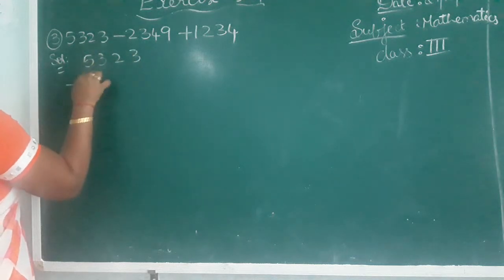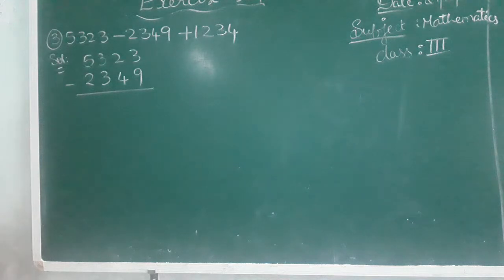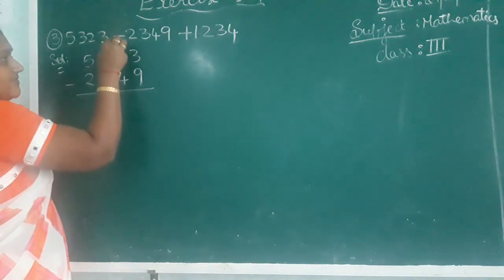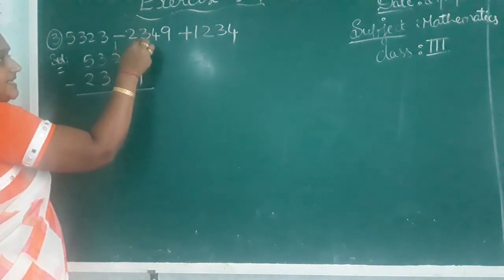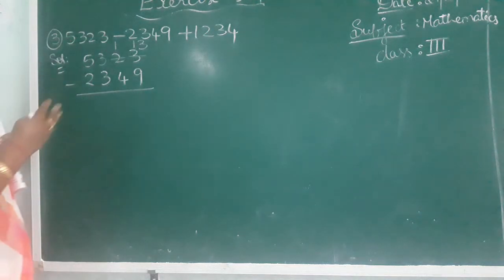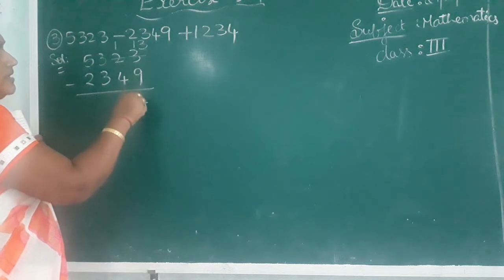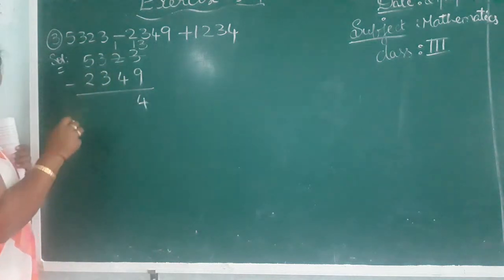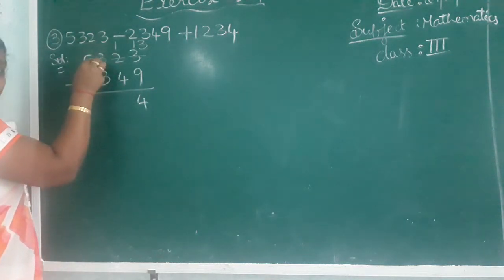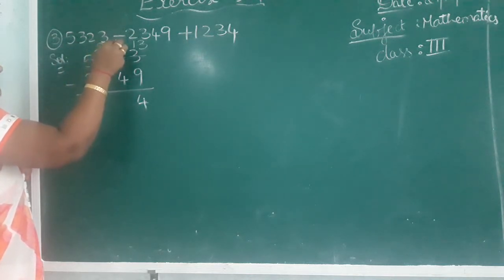So 5323 minus 2349. 3 minus 9. Is it possible to subtract 3 minus 9? No. So you have to borrow from the number before. If you borrow, 2 minus 1, 1, this number becomes 10 plus 3, 13. 13 minus 9, 9 after 10, 11, 12, 13. So 4. Next, 1 minus 4 is not possible. So borrow from the number before. So this becomes 3 minus 1 is 1, plus 10, 11.